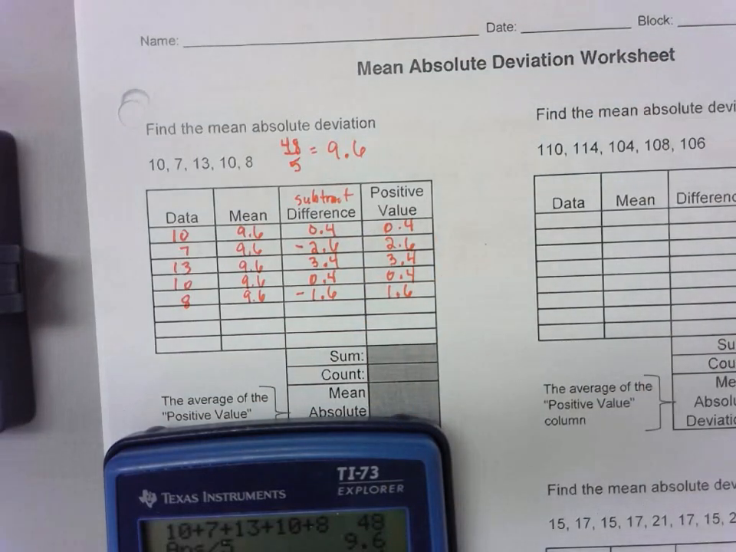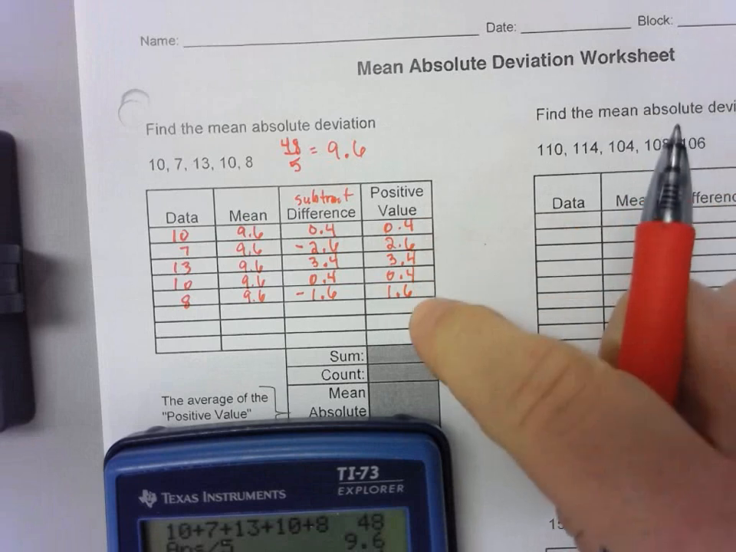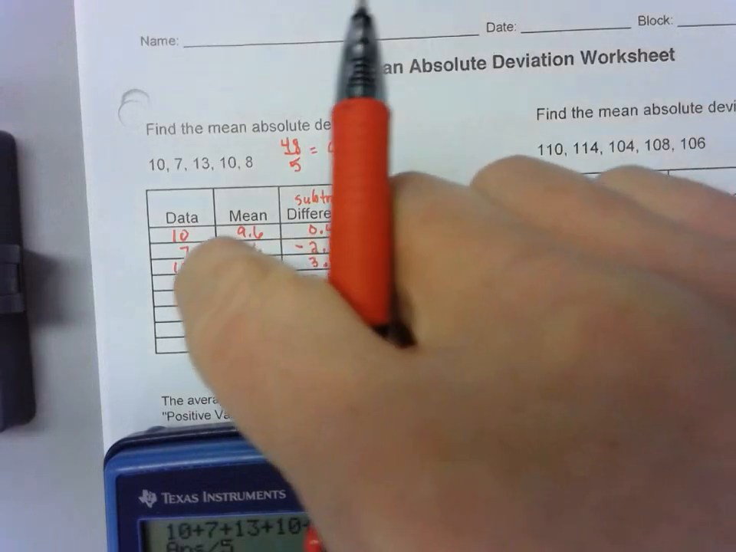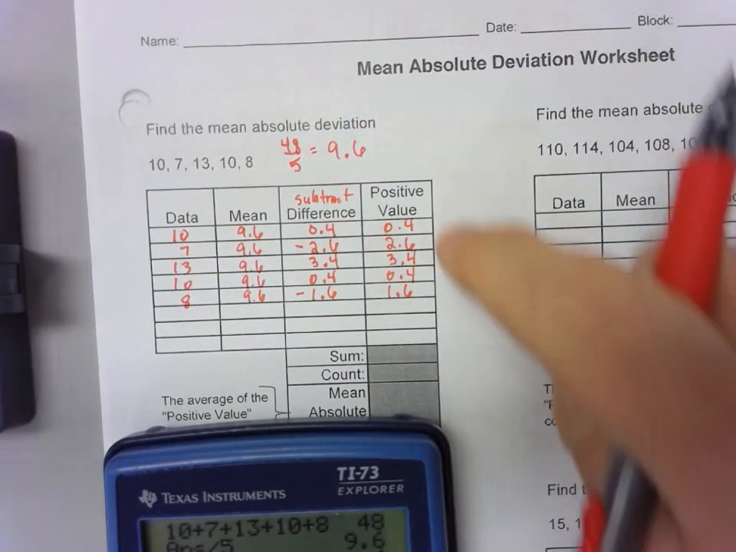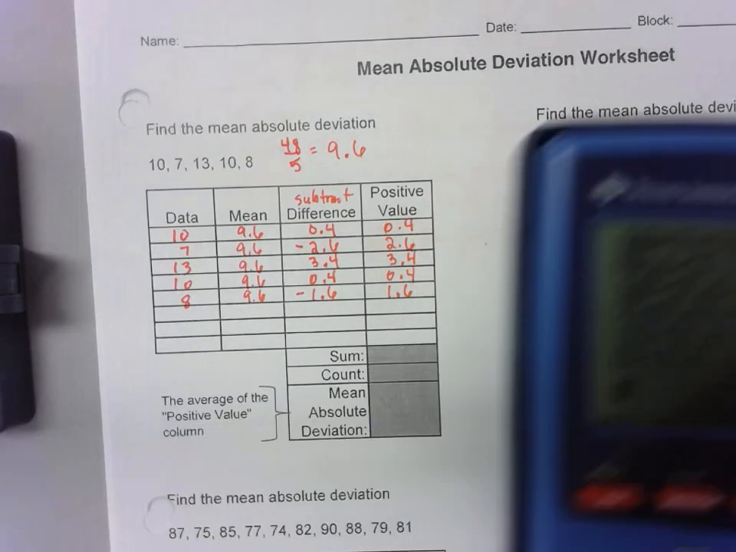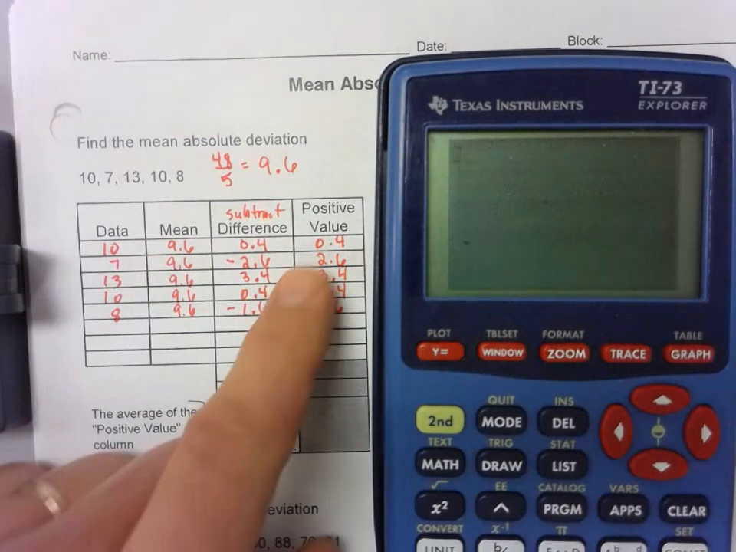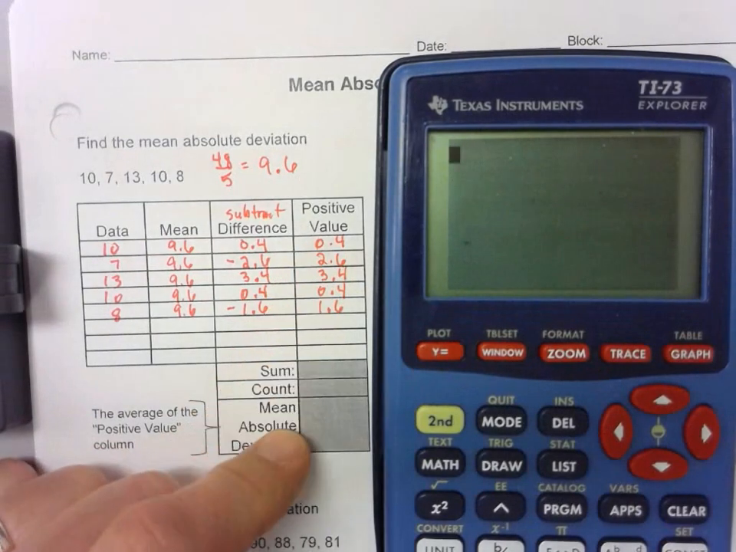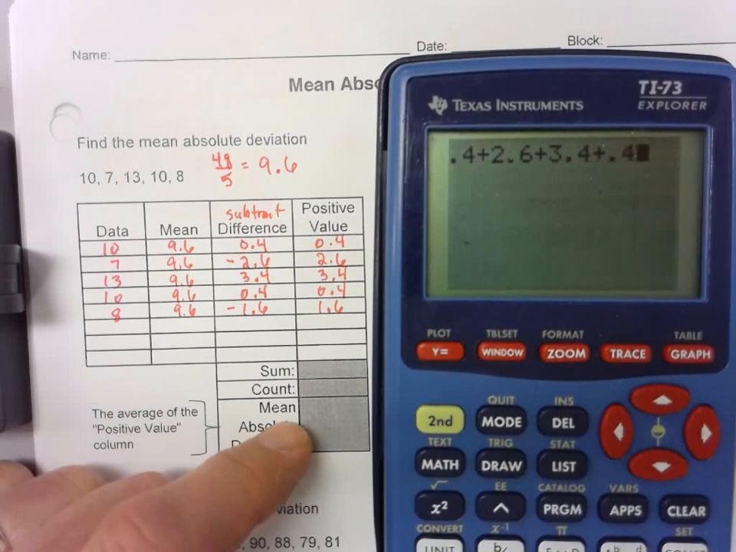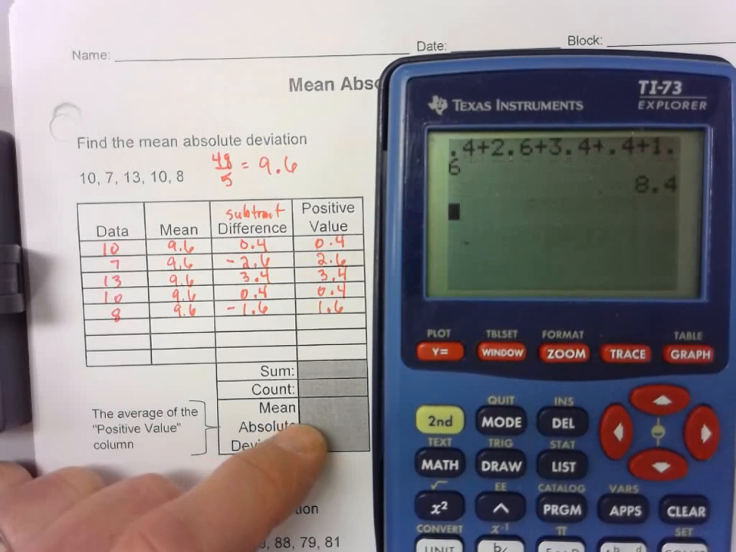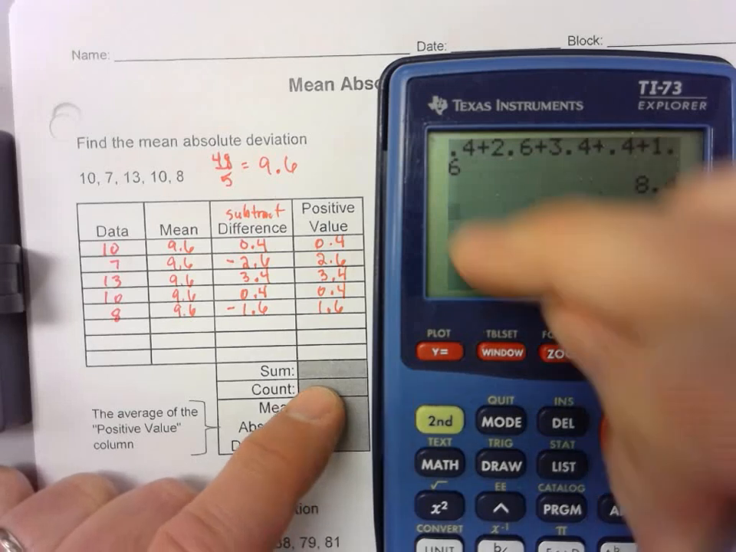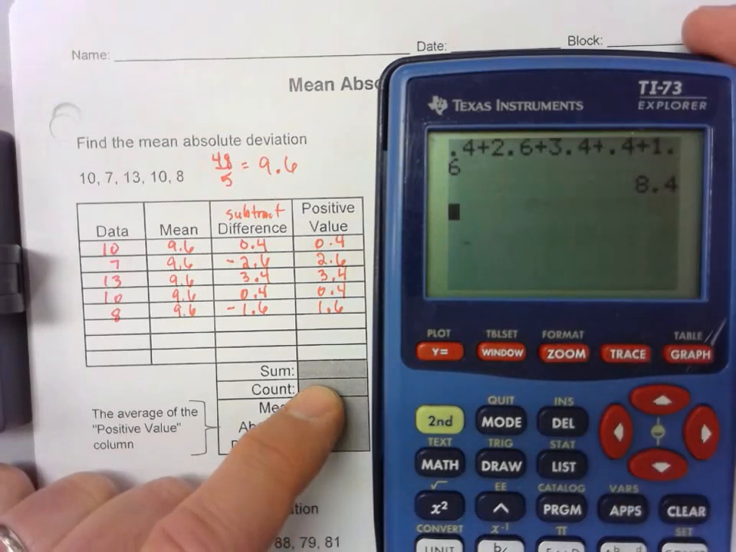Now we've got all our little distances that each one of those numbers is away from the mean. Now we're going to find the average of those little numbers. So I'm going to take all those little differences in the positive value column and add them up to get a sum. 0.4 plus 2.6 plus 3.4 plus 0.4 plus 1.6, and when I add all those little differences up, the sum is 8.4.